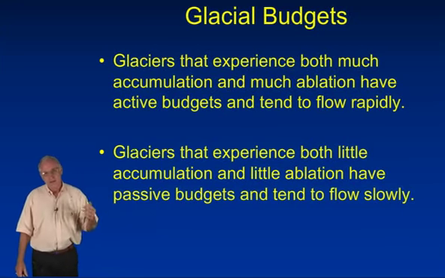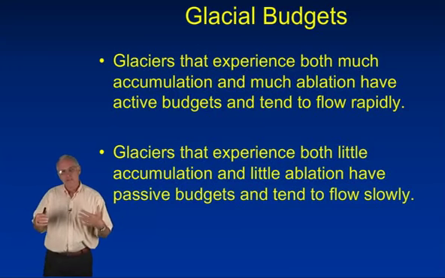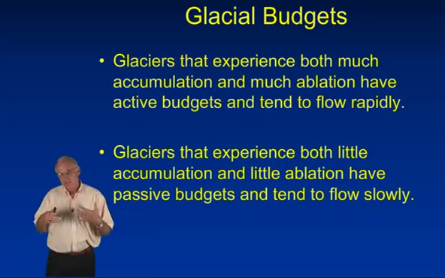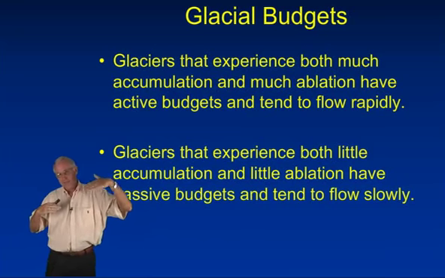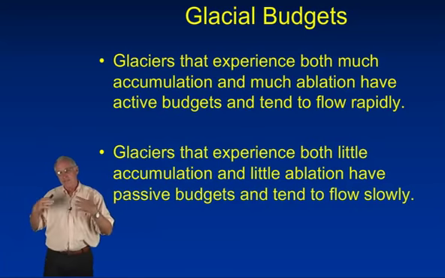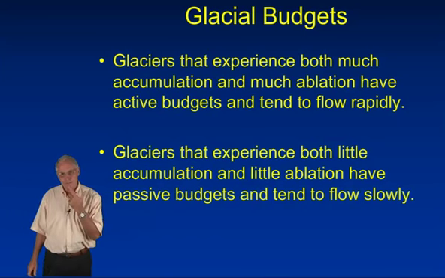The flip side of that are glaciers with passive budgets. We find these in Antarctica and Greenland, where it's very cold, so there's very little snow accumulation during the winter, and at the same time very little ablation in the summertime, and so there is less of a slope because we're not adding much ice, nor are we losing much ice, and a gentle slope develops, and they tend to flow slowly. Those are glaciers with passive budgets, and they're found mainly in the high latitudes.